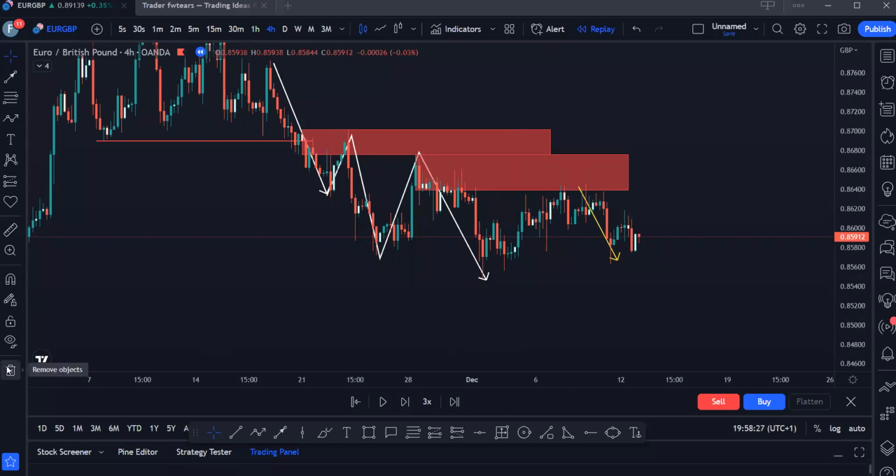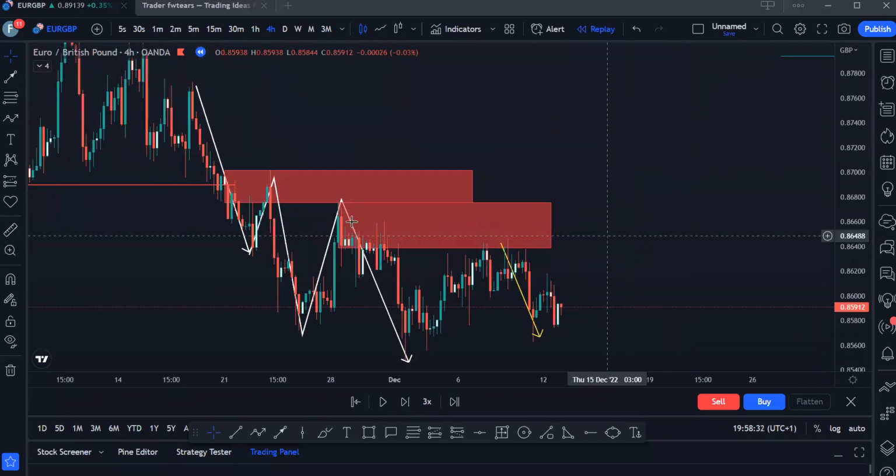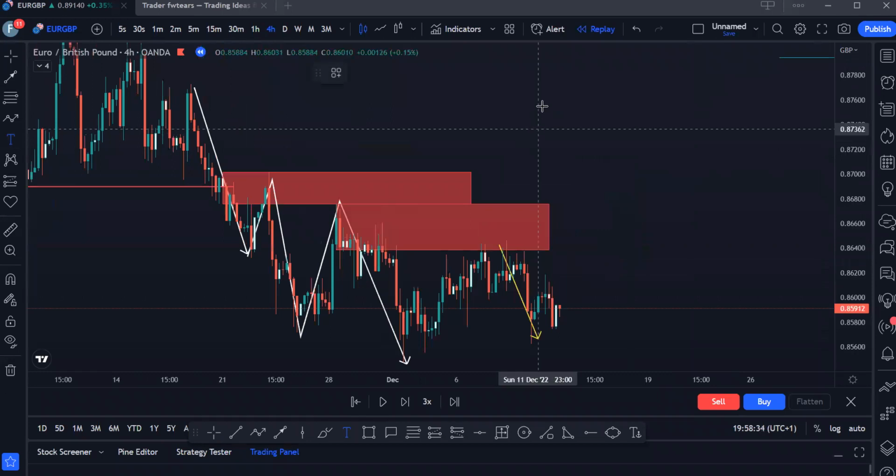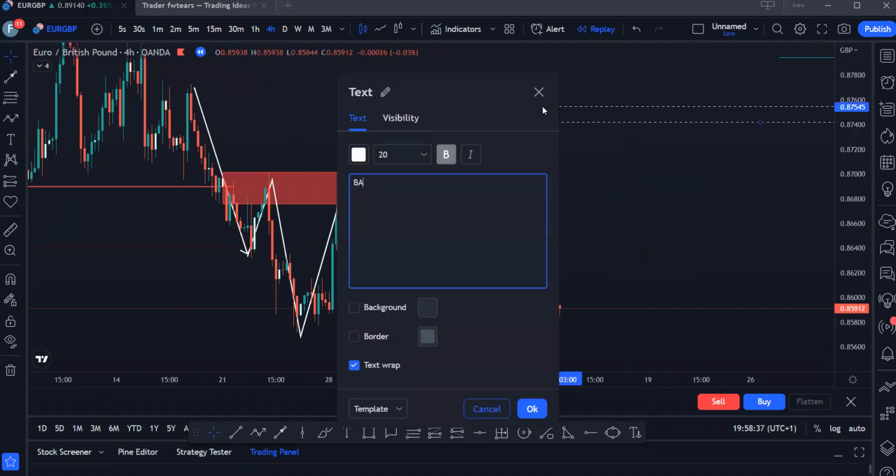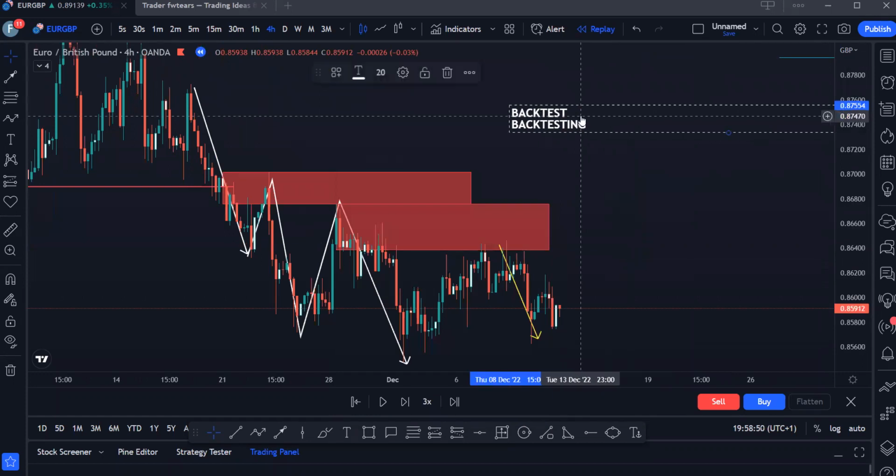What is back test? How can I describe back test? Okay, English is failing me right now, but back testing is simply going all the way back and seeing how the market aligned with our concept.